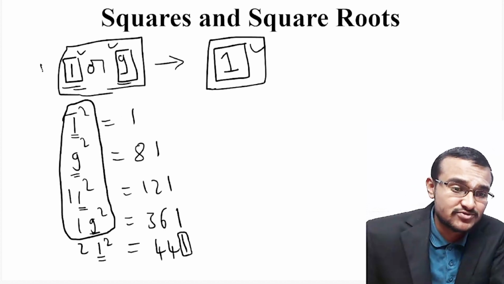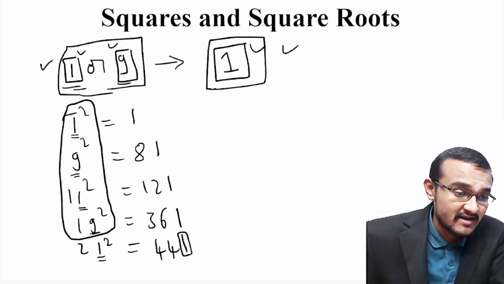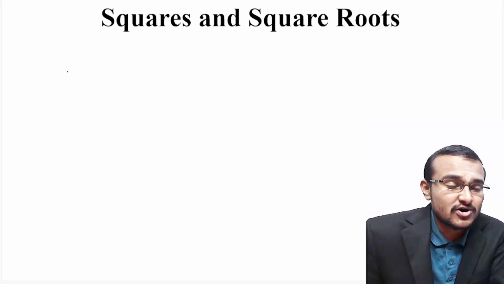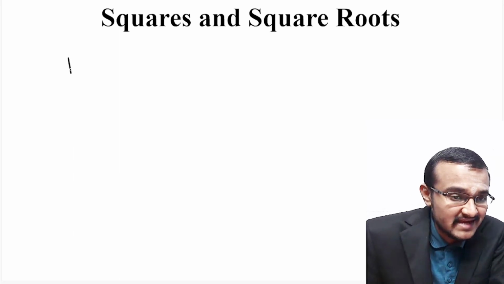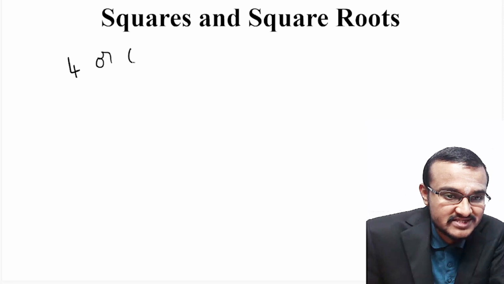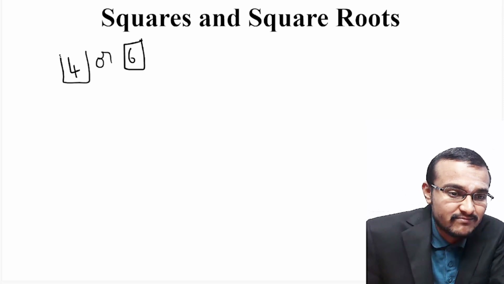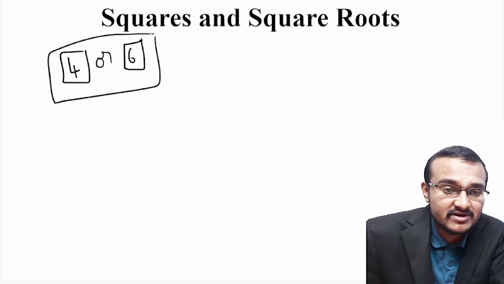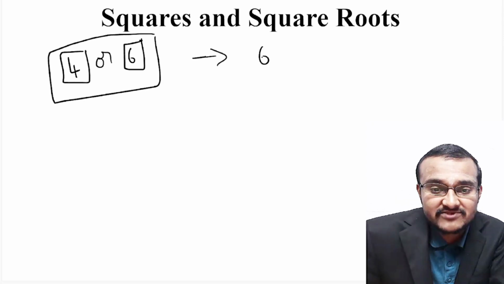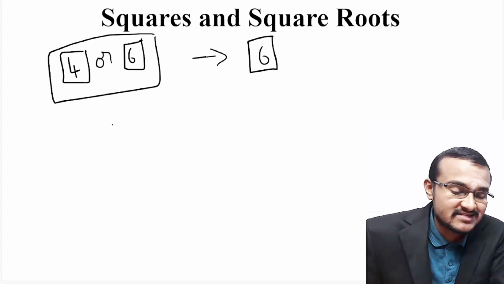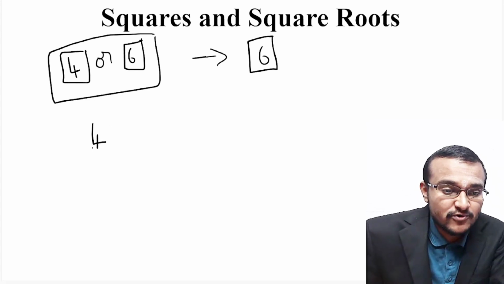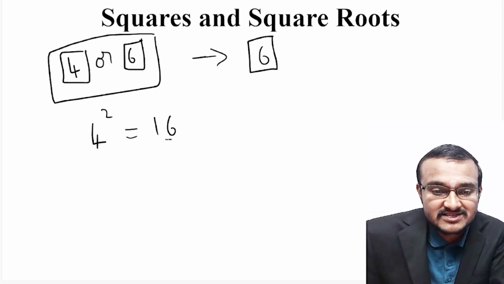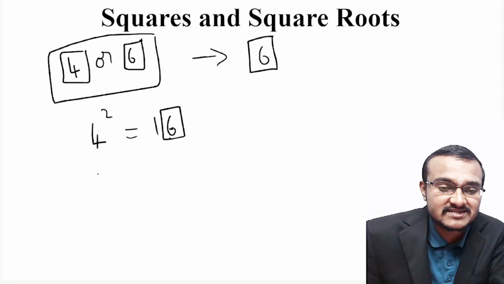Similarly to this property, there is one more property where if any number is ending with 4 or 6, then if you take the square of that number, the square will end with 6. So let us take a few examples. 4 is ending with 4. So the square of 4 will be 16. You can see here that this 16 is ending with the number 6.